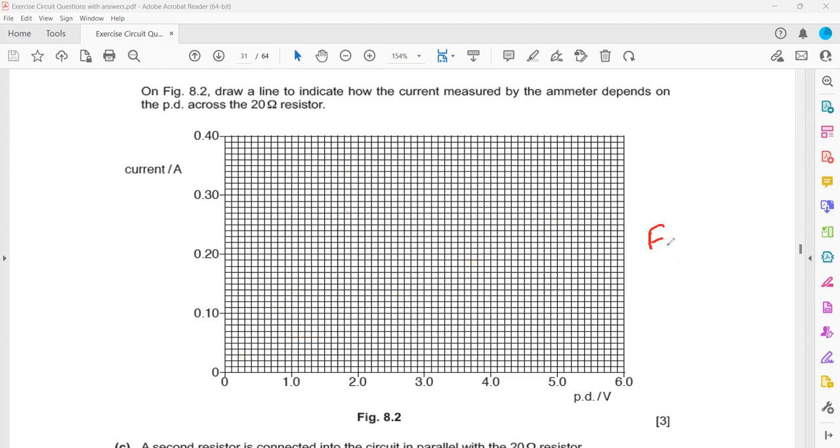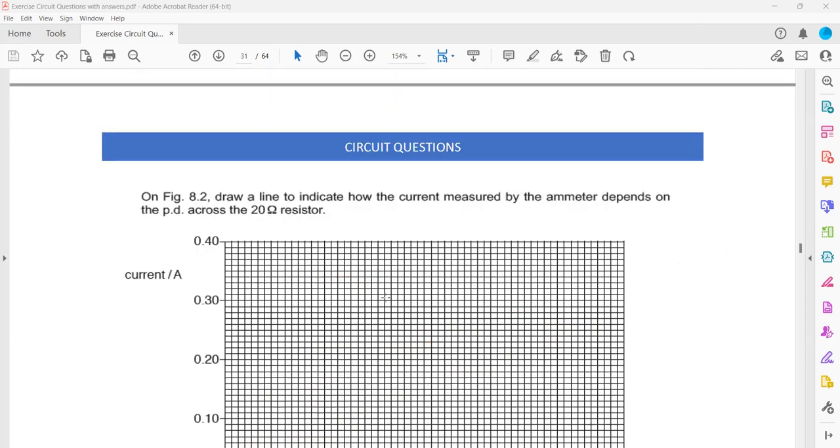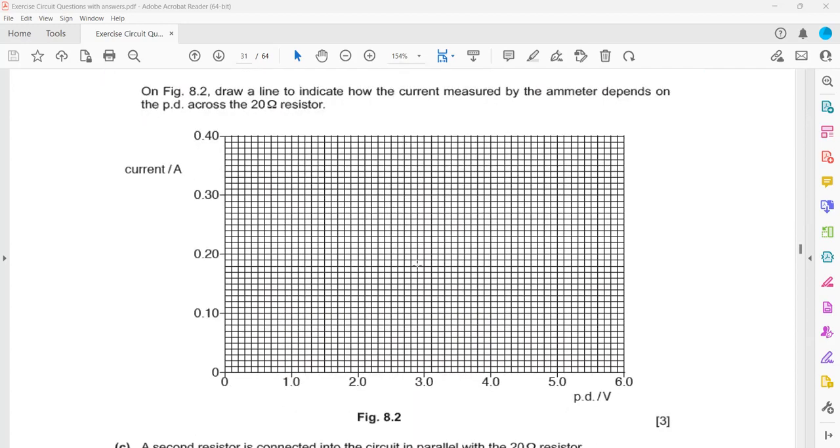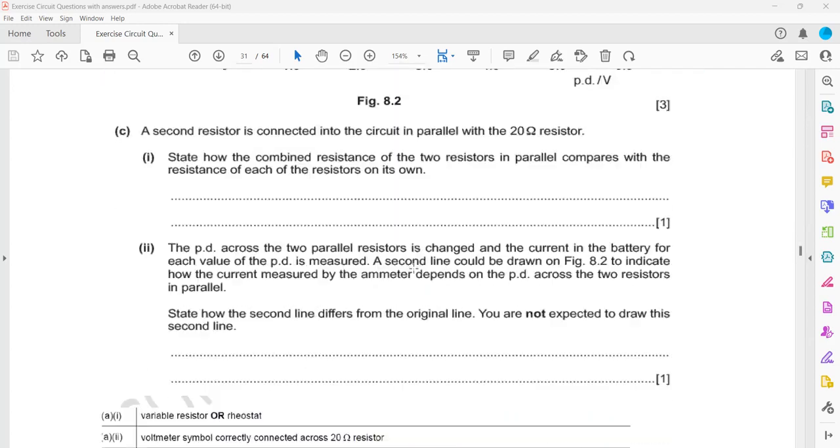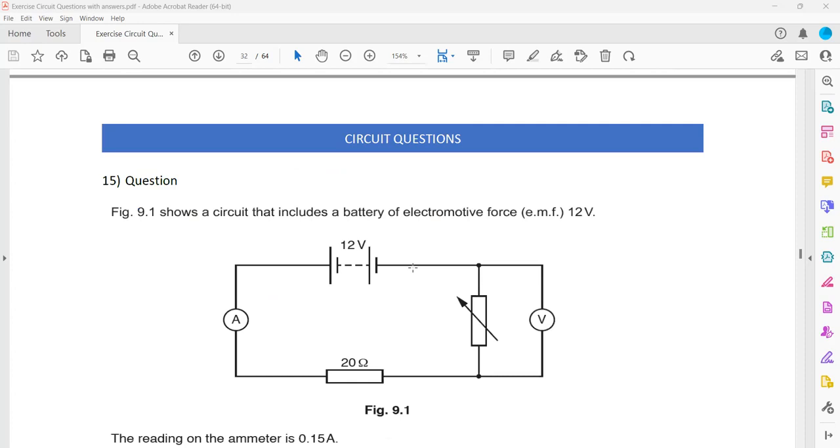For example, if you want to sketch for a filament, temperature increases, so resistance increases, so the slope starts to decrease. So it will be a curve for a filament lamp. If you are changing the resistance of a variable resistor, it will be a curve. But within the experiment, we usually keep the resistance of a variable resistor constant, so it won't be a curve.